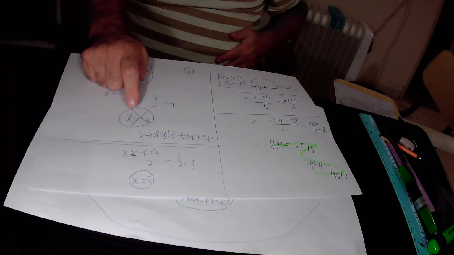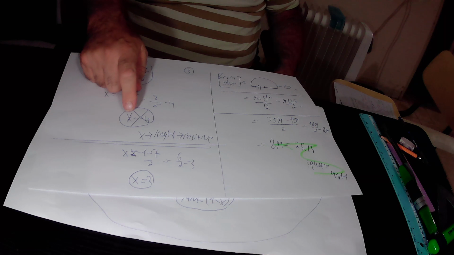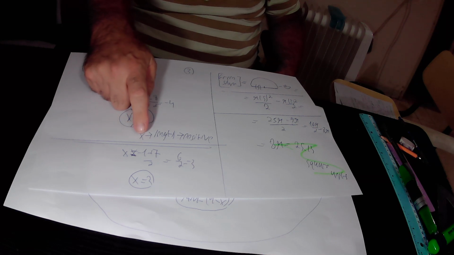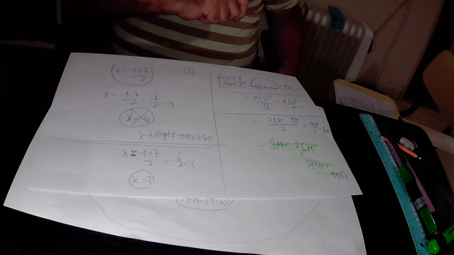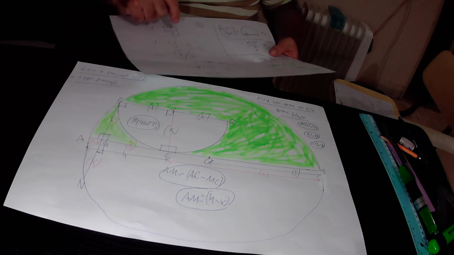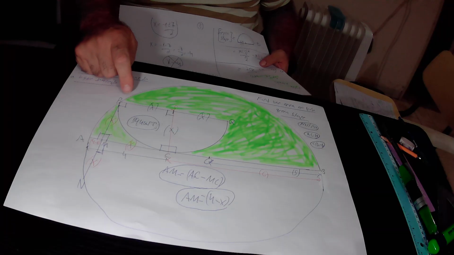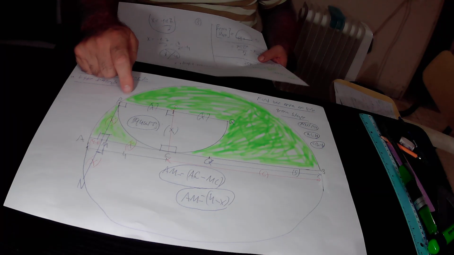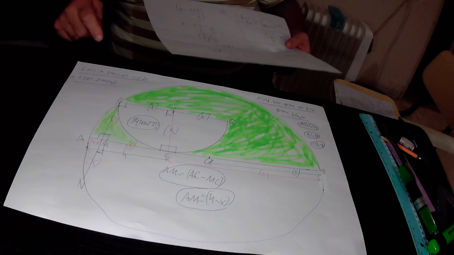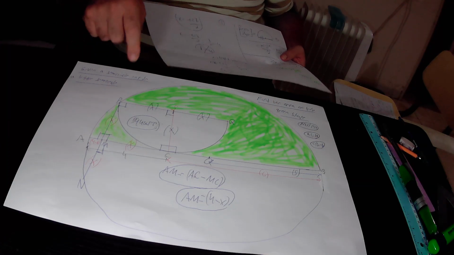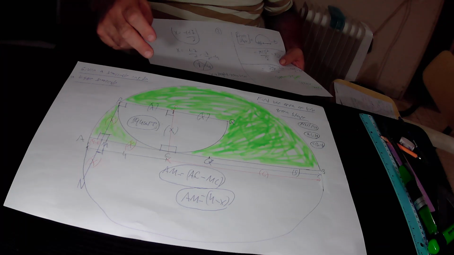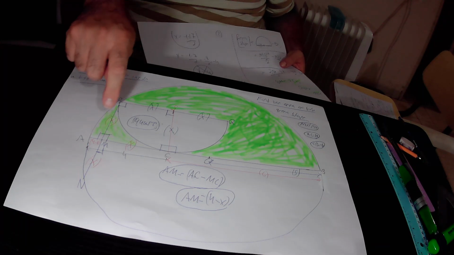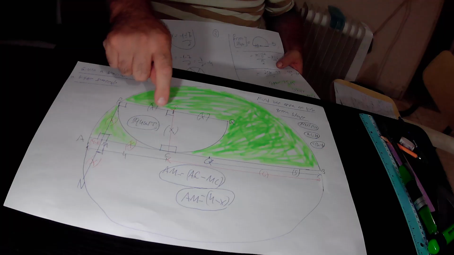The second solution for x is as follows: x equals minus 1 plus 7 over 2. Minus 1 plus 7 is 6, and 6 over 2 is 3. So the second solution for x equals 3. That is to say, the radius of this small semicircle, x, is equal to 3 units in length. Our task is to find the area of this green shape. From the drawings, it's very easy to see that the area of the green shape must be equal to the area of the big semicircle minus the area of this small semicircle.